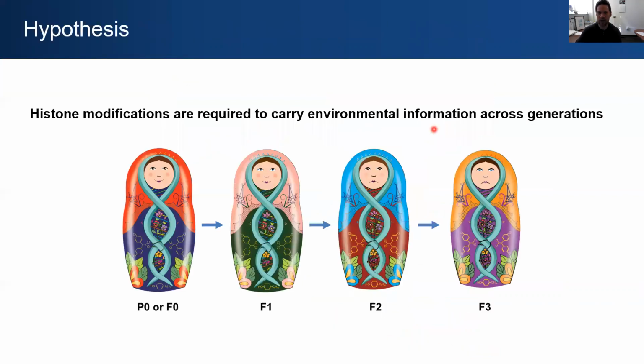And in our lab, we're going with a hypothesis that histone modifications are required to carry environmental information across generations. And this hypothesis was really born out of the fact that there are organisms like the one that I'm using, C. elegans, that does not have DNA methylation and yet sees transgenerational inheritance triggered by different types of environmental stimuli. So while the focus historically has been on DNA methylation, it was also very important to look at other types of epigenetic modifications for their role in understanding the transfer of environmental information across generations.